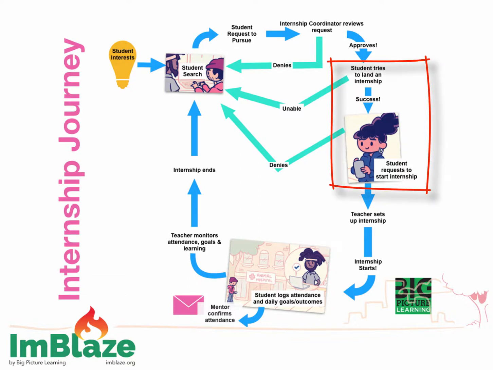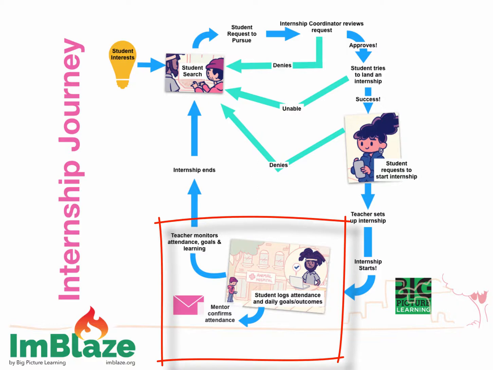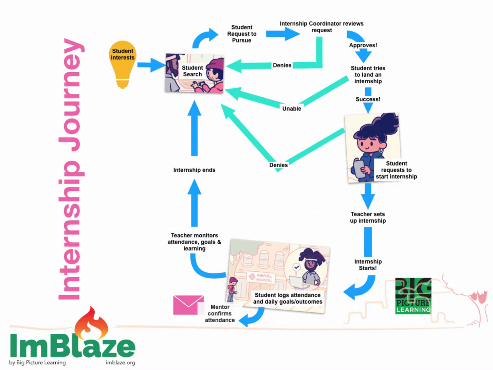At 3 o'clock, you see that if the student reaches out to the site and the site wants to take the student as an intern, then the student can request to start the internship. This request goes to the teacher at about 4 o'clock. At that point, as you see at 6 o'clock, the student now attends the internship. At this point, ImBlaze enables the student to log attendance and set daily goals. As I'll show you during the demo, this may happen on the student's smartphone with our iOS and Android app, or on an internet-enabled computer at the internship. When the internship ends, the cycle starts over at 9 o'clock.